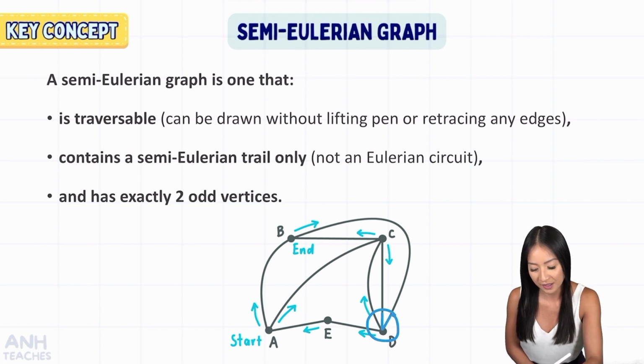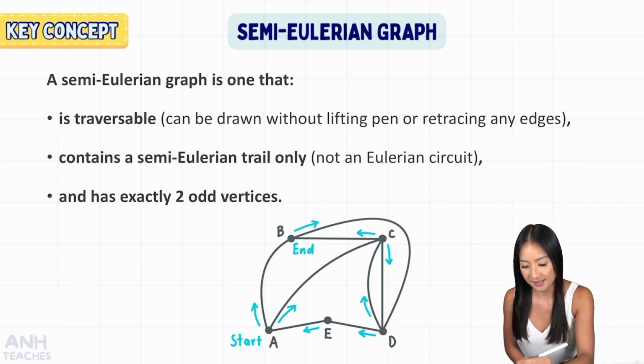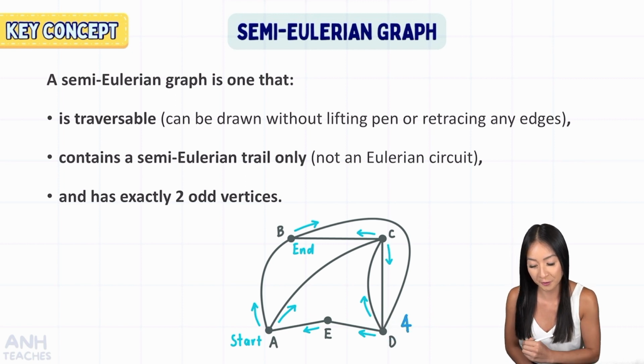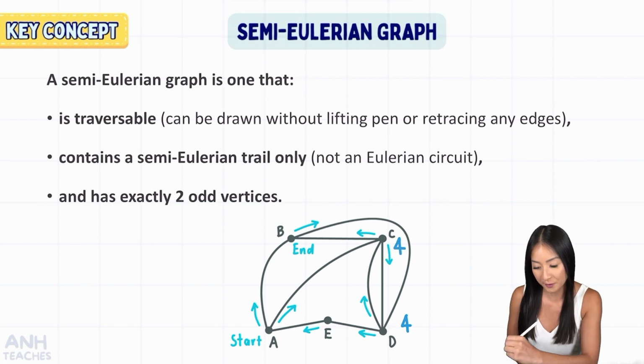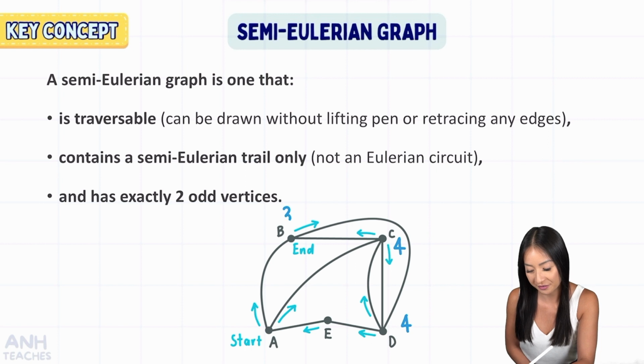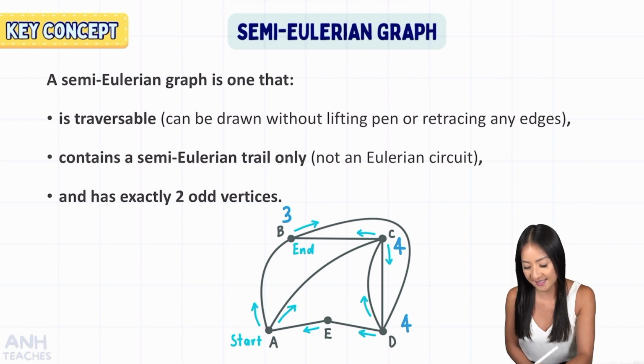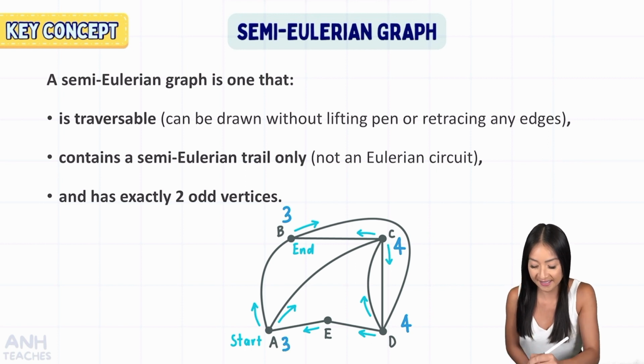So I've got 1, 2, 3, and 4. This vertex has a degree of 4. C also has a degree of 4. B has a degree of 3. A has a degree of 3. And E has a degree of 2.